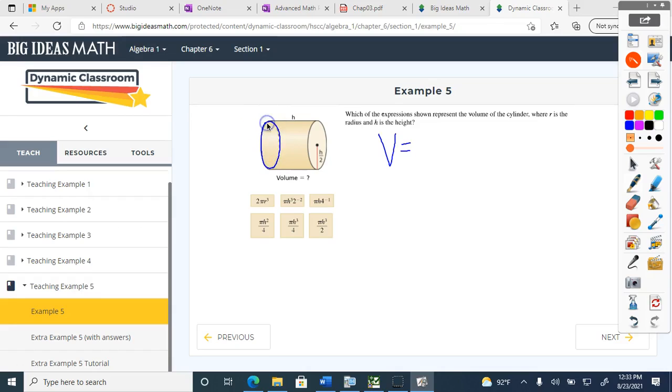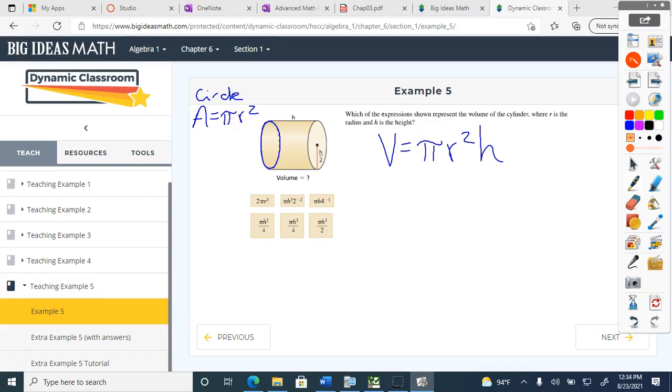It's a circle. So how do you find the area of a circle? Pi times r squared. Excellent. That's area of a circle. Okay? So that is my base. So I'm going to have pi r squared times the height of the cylinder, which is just what? It's just h. Okay?